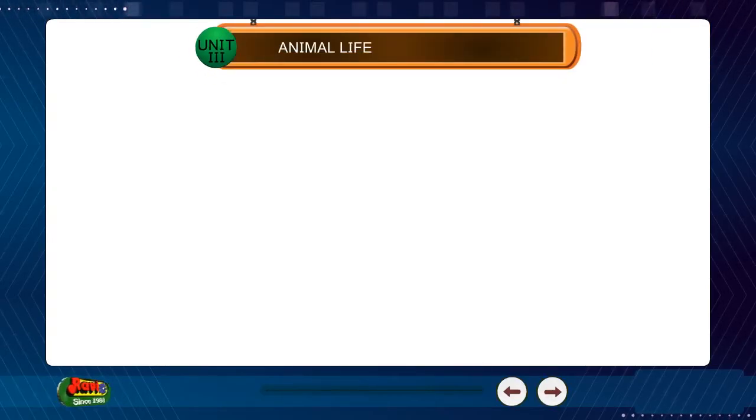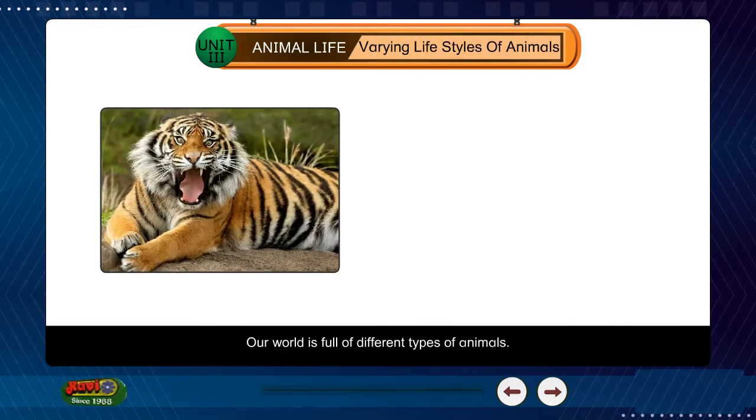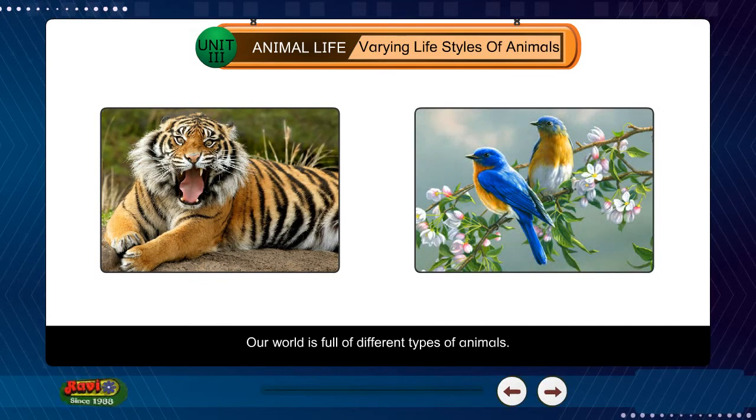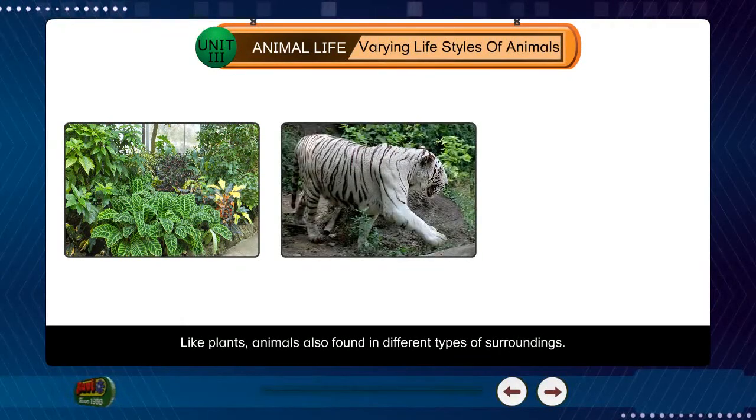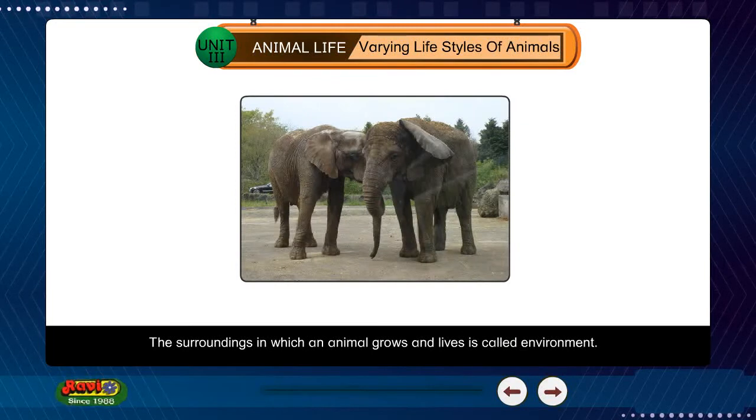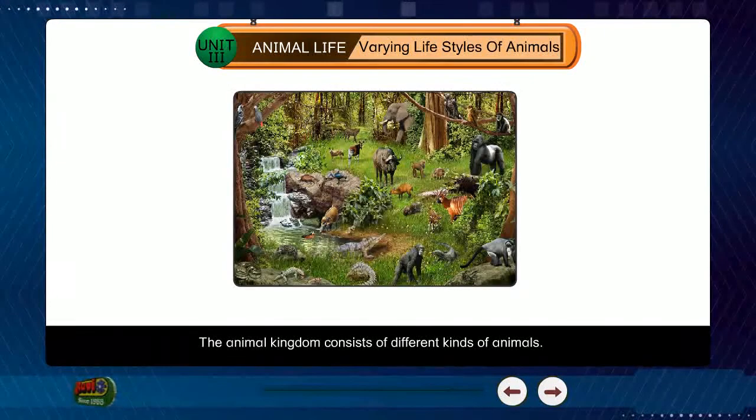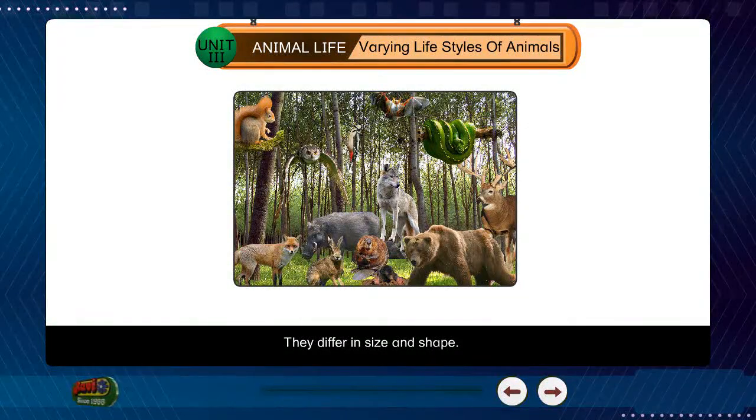Unit 3 Animal Life. Varying lifestyles of animals. Our world is full of different types of animals. Like plants, animals also found in different types of surroundings. The surroundings in which an animal grows and lives is called environment. The animal kingdom consists of different kinds of animals. They differ in size and shape.